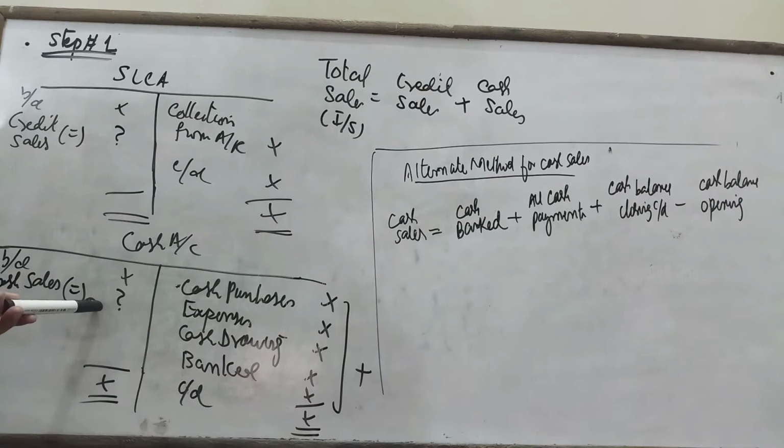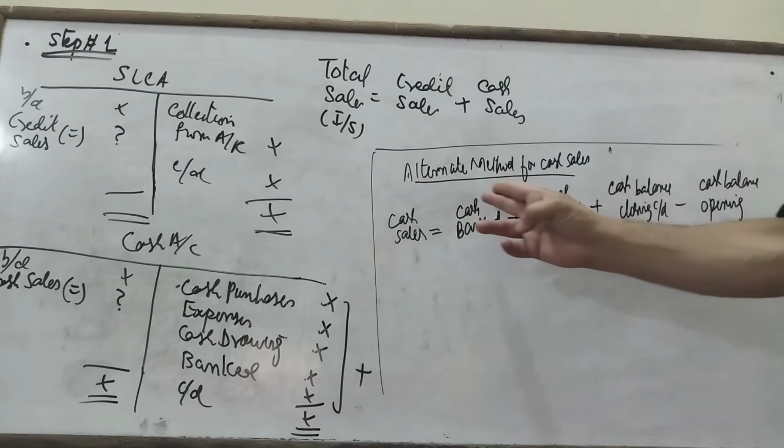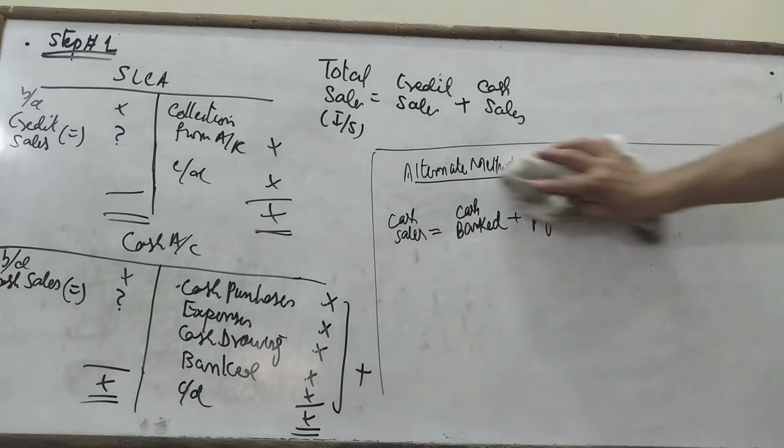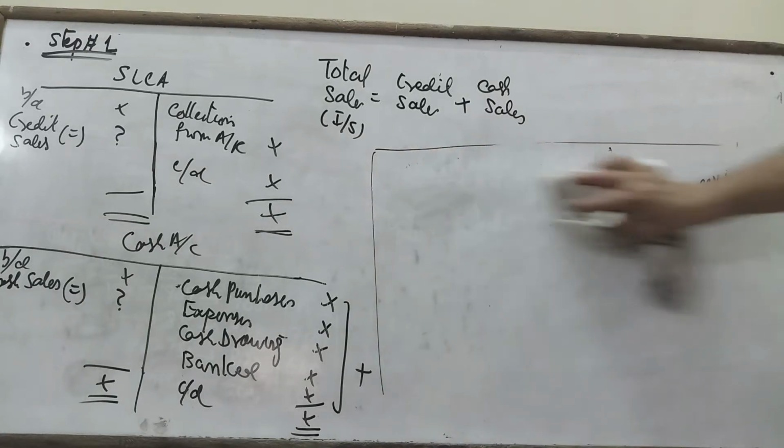Same thing you can do in the T account. Okay, so it's all up to you. You can draw either a cash account or cash for calculating cash sales, or you can draw this format. All are acceptable. Okay, cash sales can also be calculated by markup and margin.